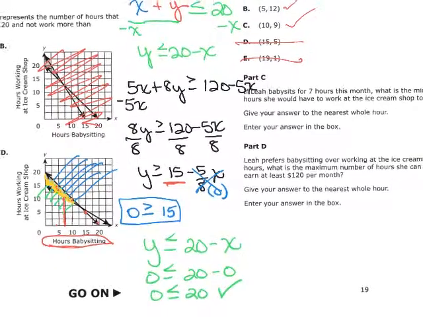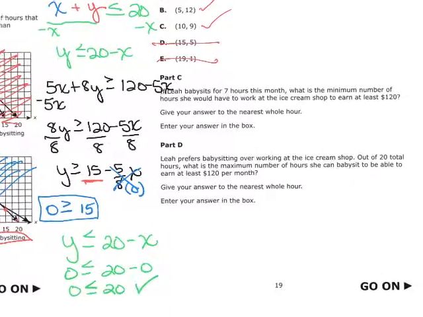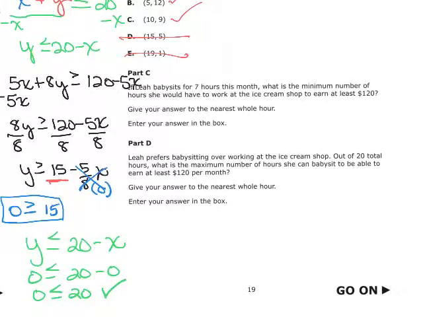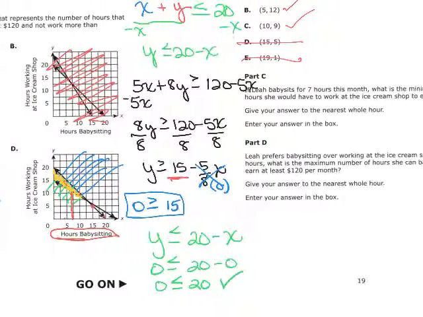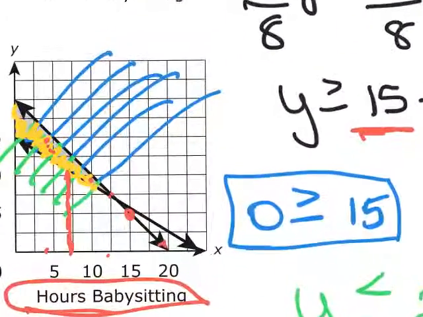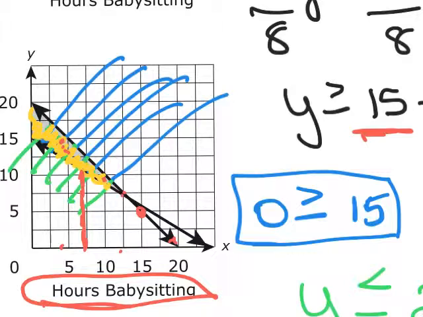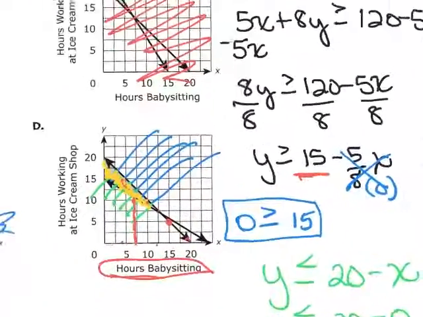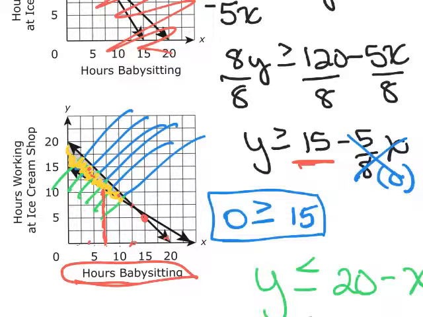And then Leah prefers babysitting over working at the ice cream shop. Out of 20 total hours, what is the maximum number of hours she can babysit to still be able to earn $120 per month? So if you follow this all the way down here, where does this kind of stop? If you take a look, they're going by 2.5s. So you got 2.5, 5, 7.5, 10. And if you notice, they say your answer to the nearest whole hour. So this would be 12.5, which is where it stops. So that makes it 13.